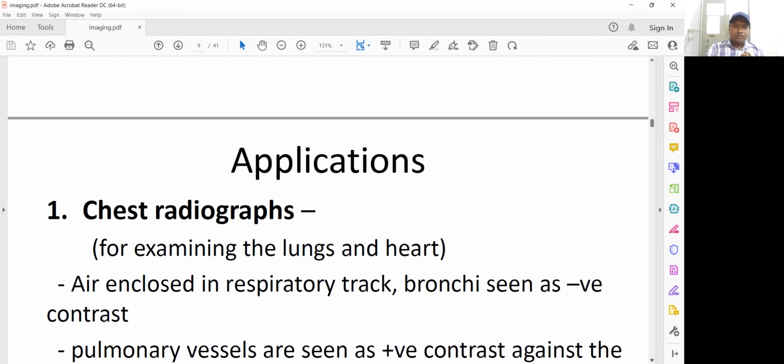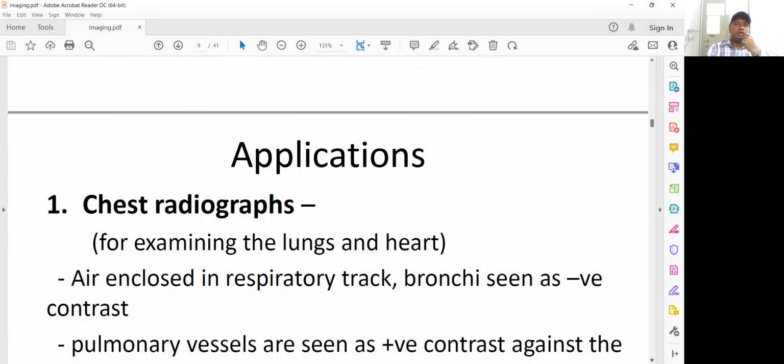Now, some applications of X-ray: on bony structure, we know that it can be easily determined whether the bone has been fractured or whether there are any abnormalities or not.